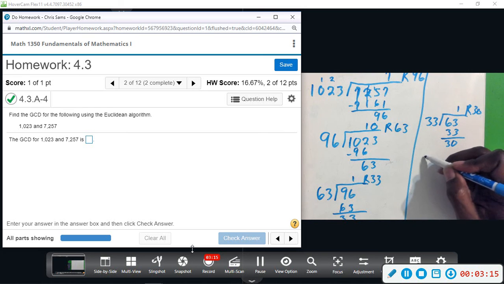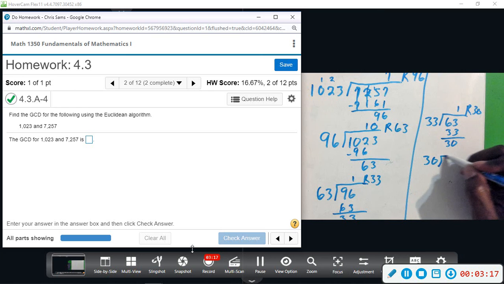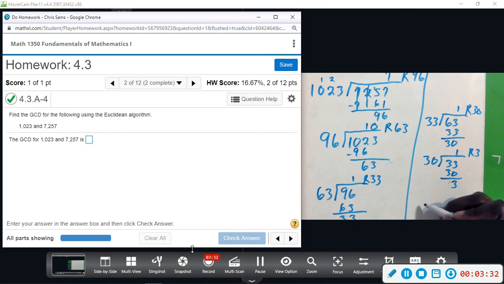Now we will do 30 on the outside and 33 on the inside. Goes into there once with a remainder of 3. And so now 3 goes on the outside and 30 goes on the inside. 3 will go into 30 10 times. Okay. And we have a remainder of 0.